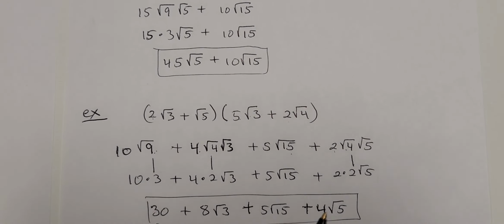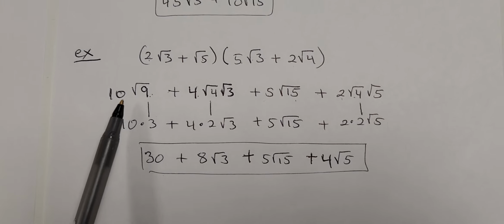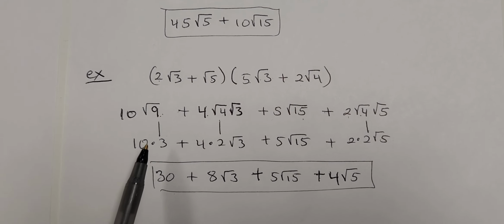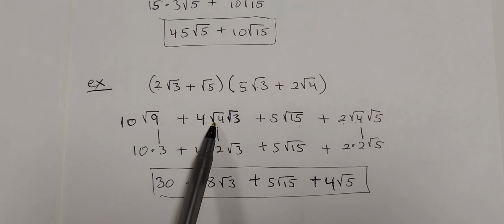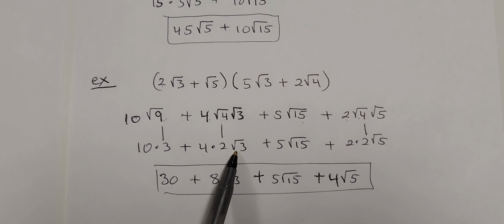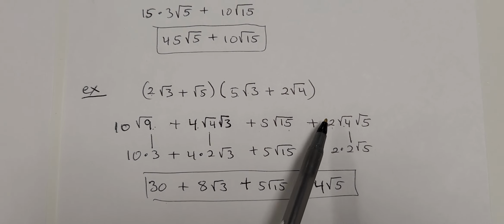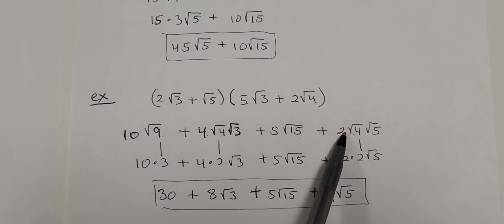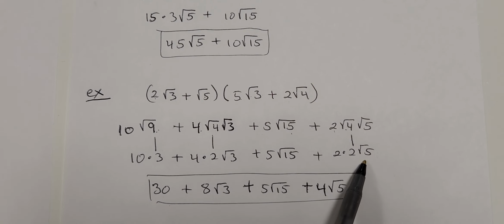Okay. Next, I will square root what I can. If not, I leave it alone. So bring down the 10. Square root 9 gives me 3. 4, bring it down. This square root 4, which is 2. Square root 3, I cannot, leave it alone. This I cannot square root, I leave it alone. Bring down this 2. Square root 4 becomes this 2, and then bring down this square root 5.